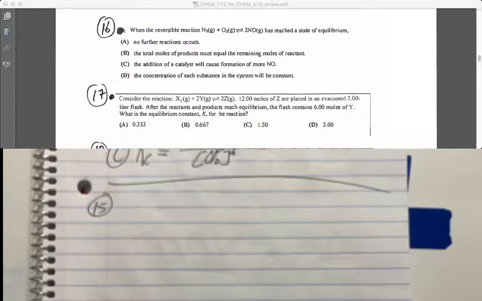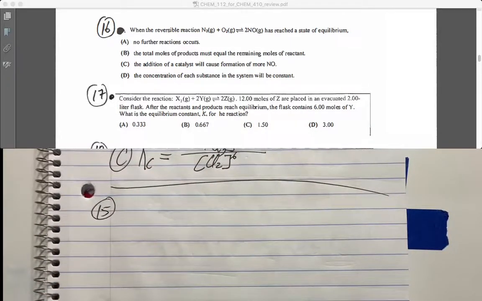I'm going to skip over B. I don't even want to think about that. I'll see if something's easier down here. For C, addition of a catalyst will cause formation of more NO. That's not true. Catalyst does not affect the equilibrium constant. But finally, D, at equilibrium, the concentration of each substance in the system is constant. Once it's come into equilibrium, the amounts of NO, N2, and O2 will settle down. So say we've heated the system up, we've given it time to come to equilibrium, then once it's come to equilibrium, the concentrations will not be changing any longer.